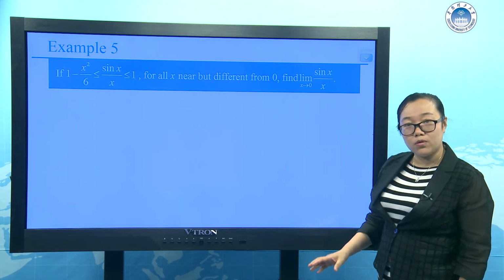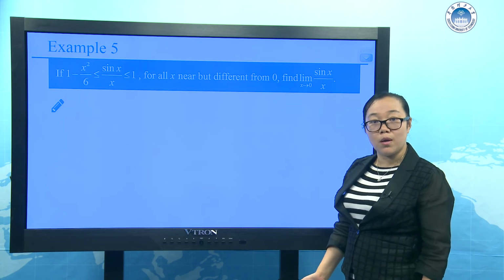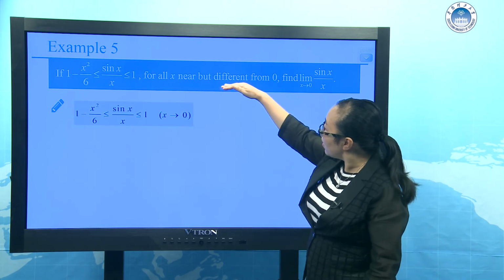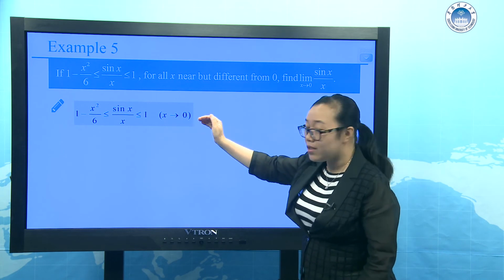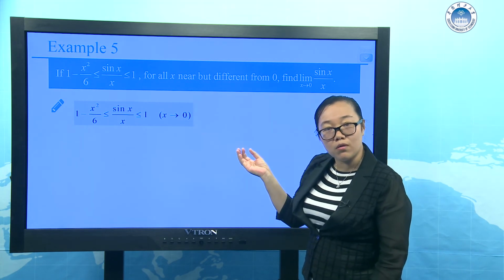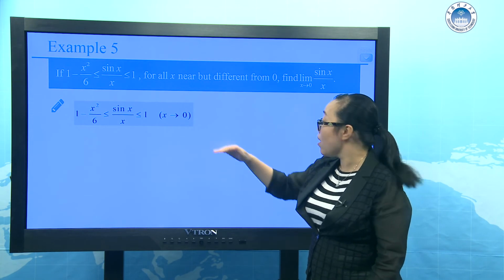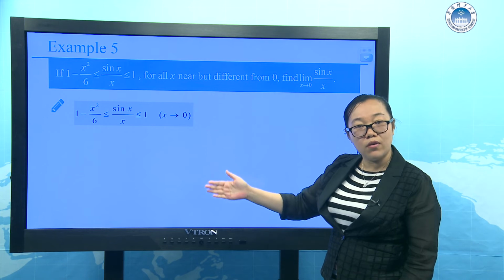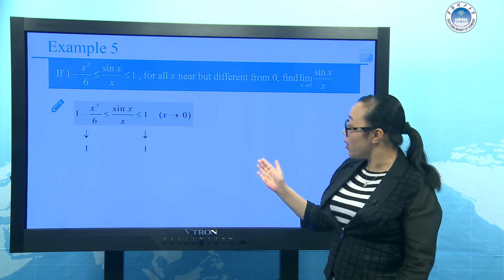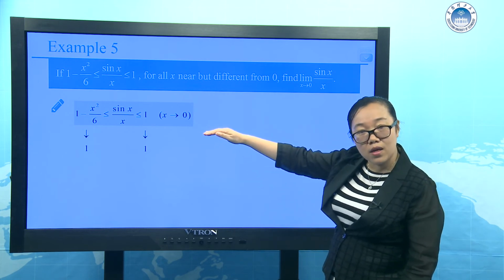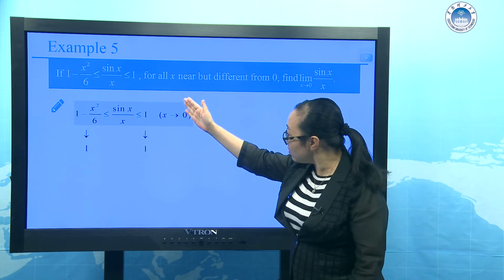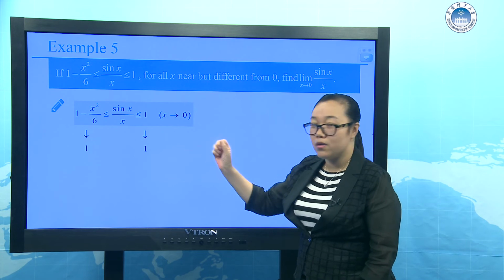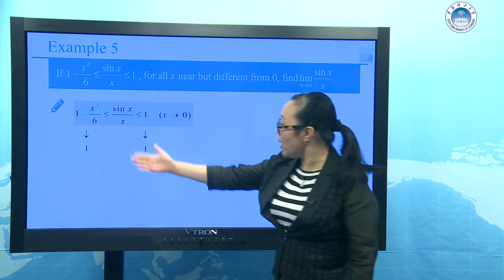How to do? Do you remember our squeeze theorem? So now, according to this expression, given the condition x near 0 but different from 0, we have this condition. x tends to 0. Look at this. We can check the left and the right. If x tends to 0, 1 tends to 1. Why? Yes, the limit of 1 equals 1. So tends to 1, the left.